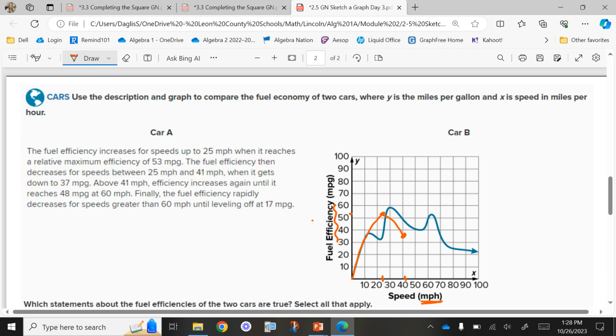All right. Next sentence. Above 41 miles per hour. So as we keep going, y'all stay with me. Efficiency increases again until it reaches 48 miles per gallon at 60 miles per hour. Okay, so we're going to increase again until we reach the speed of 60 miles per hour. So we're going to stop at 60. And it went up to a height of 48. Like that.